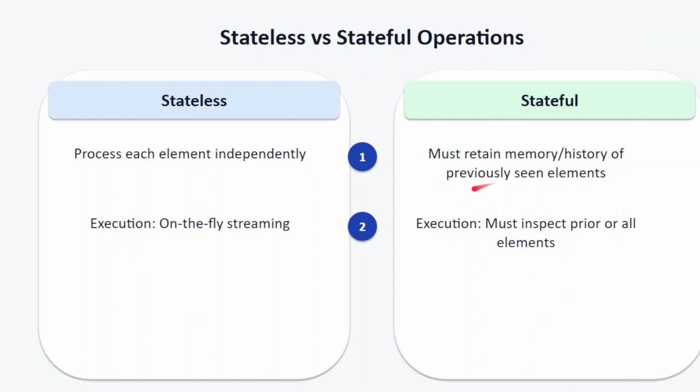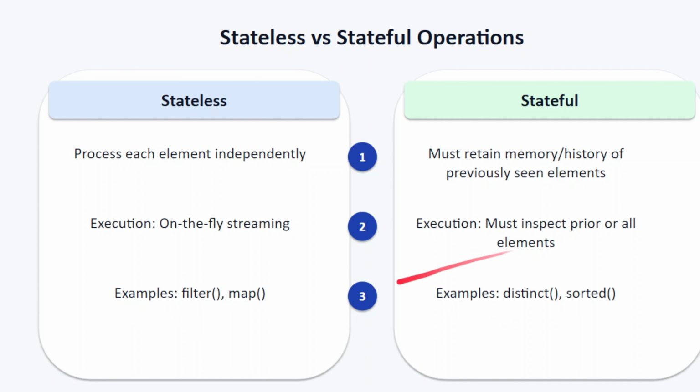Moving to our second point, let's compare their execution. Stateless operators execute as on-the-fly streaming. The elements just pass right through one by one. However, stateful operators must inspect prior or all elements before they can move forward. Finally, let's look at some examples. Common stateless operators include filter and map. Common stateful operators include distinct and sorted. This makes perfect sense because distinct needs to remember what it has already seen to remove duplicates, and sorted needs to gather every single element before it can put them in the correct order.